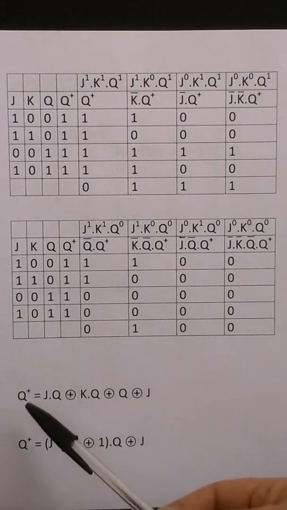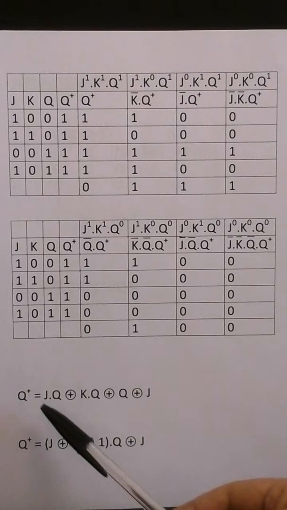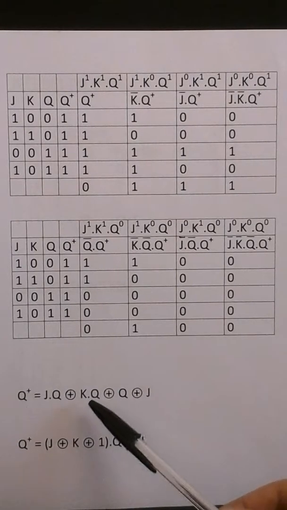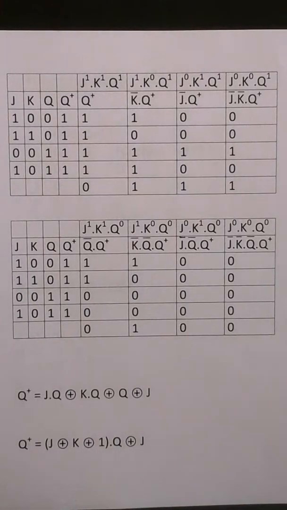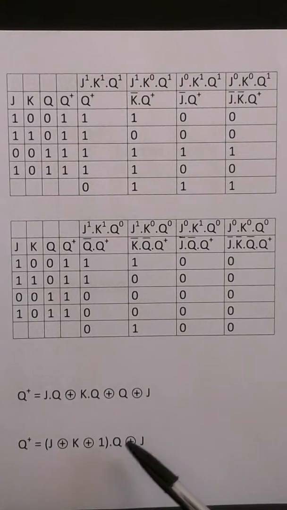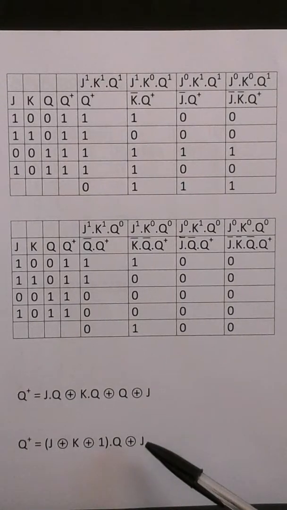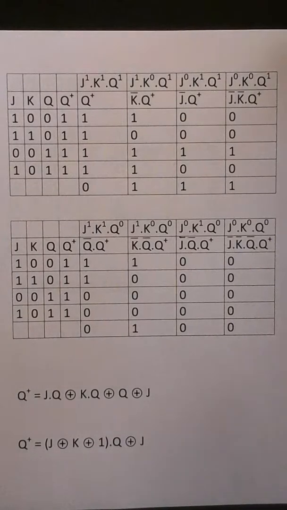So we have an equation for q plus. q plus equals j and q, exclusive-or k and q, exclusive-or q, exclusive-or j. So I've factorised out the q, so q plus equals j exclusive-or k, exclusive-or 1, and q, exclusive-or j. I'm going to use that expression to derive the function for a base n JK flip-flop.